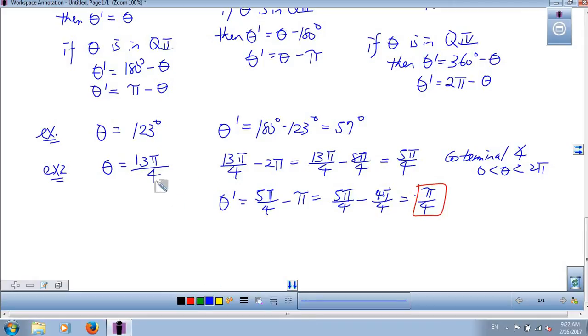So if the angle is too large or too small, if it's greater than 2 pi or less than 0, we have to bring the angle back to the first rotation, if you will. Find the coterminal angle between 0 and 2 pi first, and then find the reference angle.